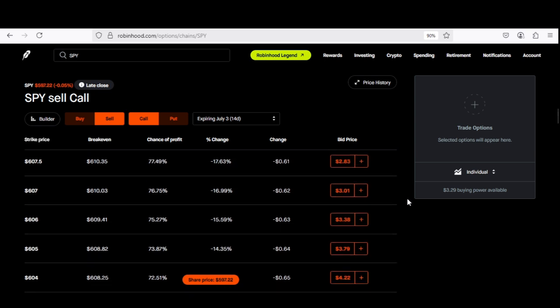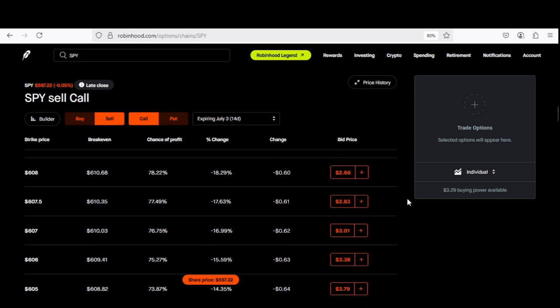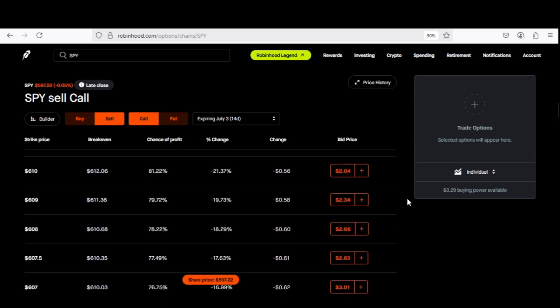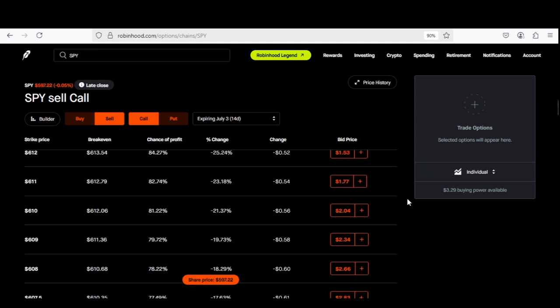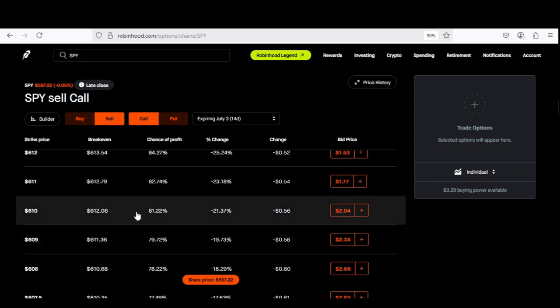Remember, in the previous example, I did mention that when you go to the top side of the share price, you always want to choose a chance of profitability that's a lot higher. So we're going to go with the 81% chance of profit. That so happens to coincide with the $610 strike price, and we're going to select that one.